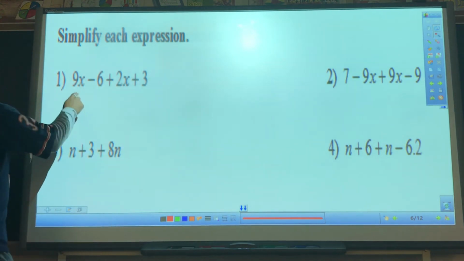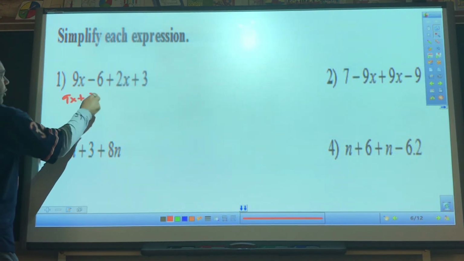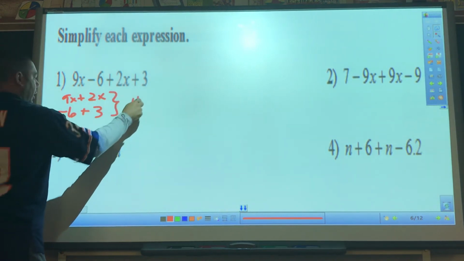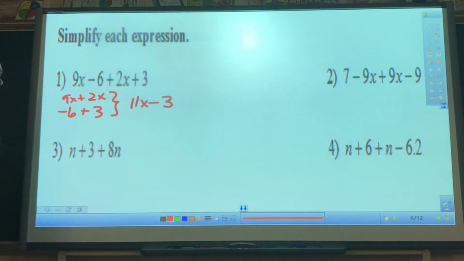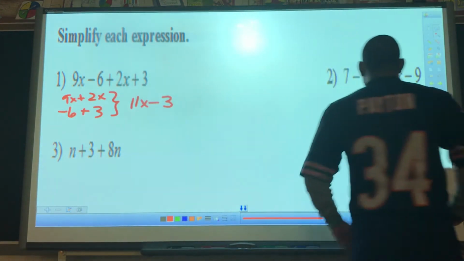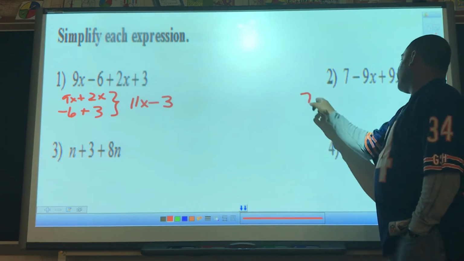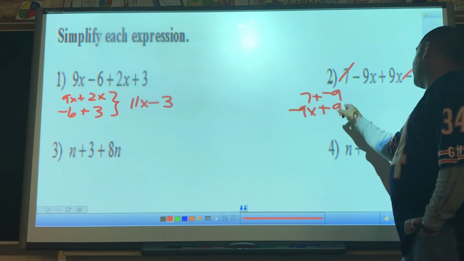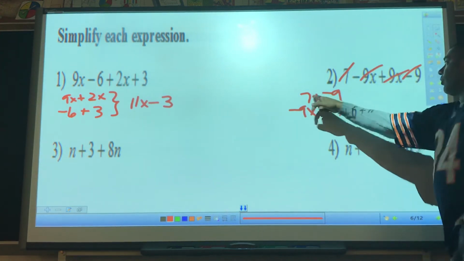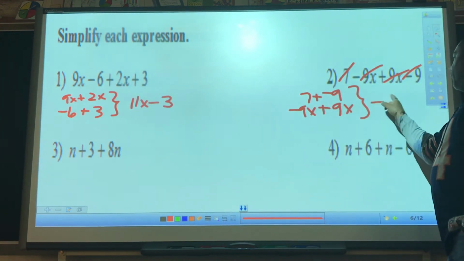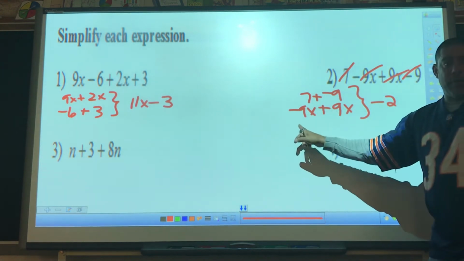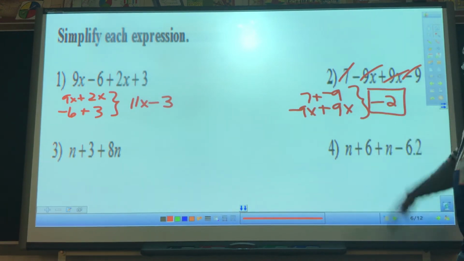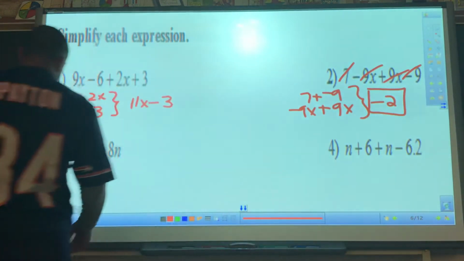Okay, for number 1, 9x plus 2x go together. Negative 6 plus 3 go together. And I would get 11x minus 3. Okay? Now number 2 is kind of unique. 7 and negative 9 go together. Negative 9x plus 9x go together. So 7 plus negative 9 is negative 2, and these add up to 0. If it adds up to 0, I don't need to write it down. That's my answer right there, just negative 2. We don't write 0x.